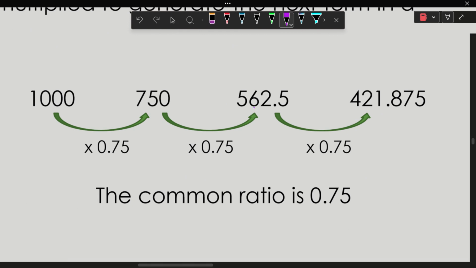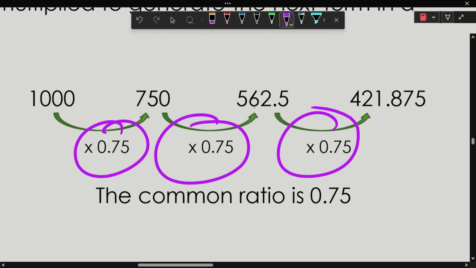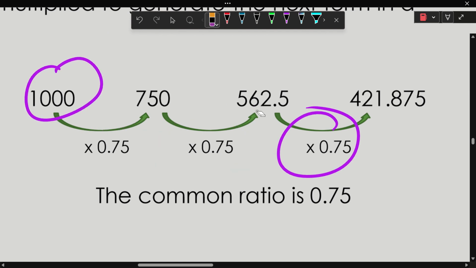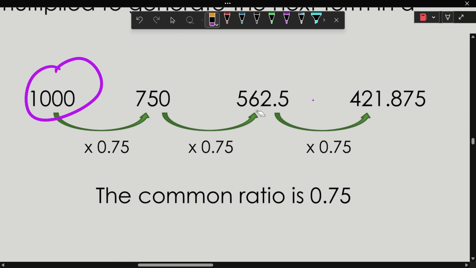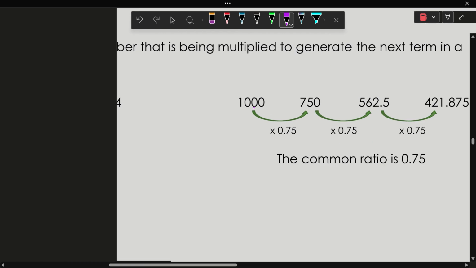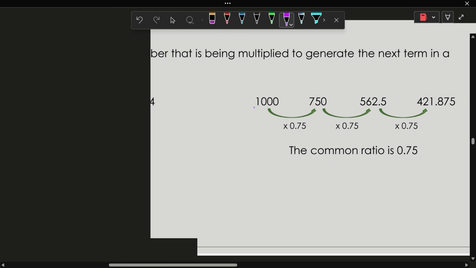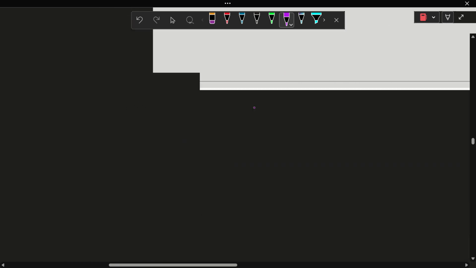Because when you multiply with a number less than 1, notice how the number or the term just keeps decreasing each time. Okay, does that all make sense? So we're just going to be using multiplication for this one. So that's the common ratio. Okay, so the common ratio is the number you're multiplying by to get the next term.